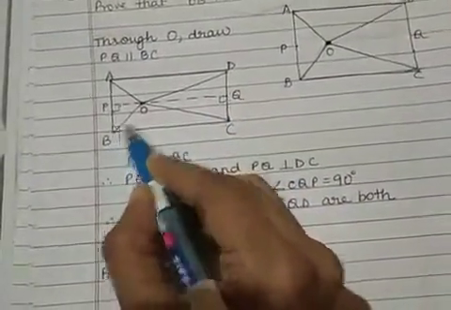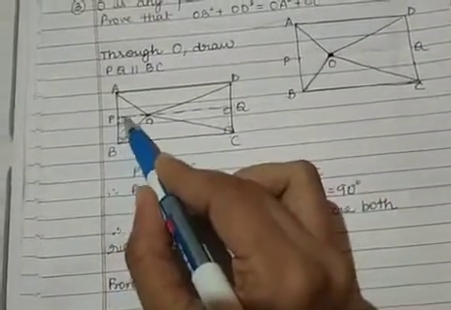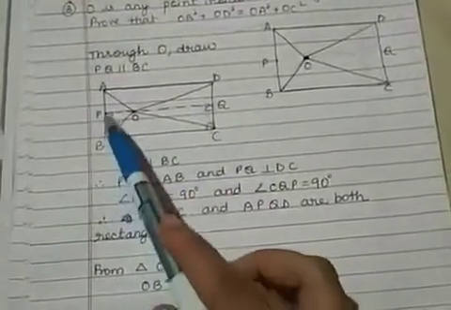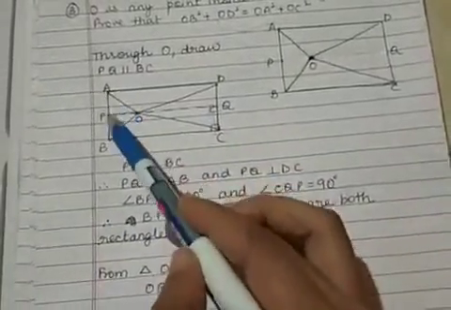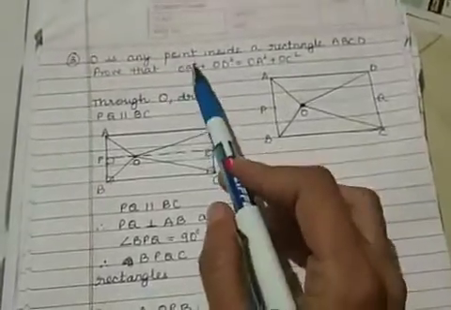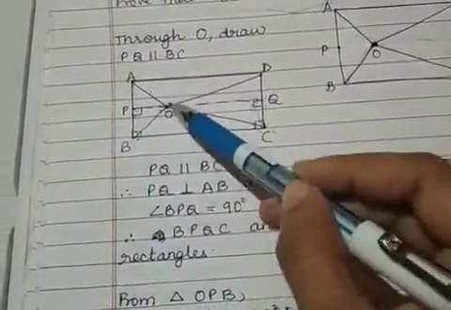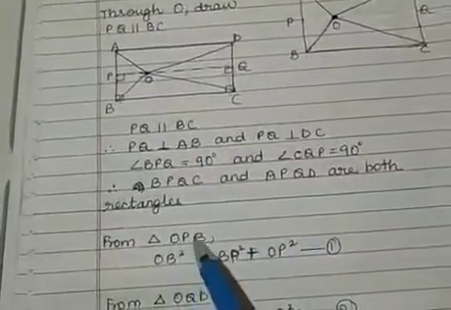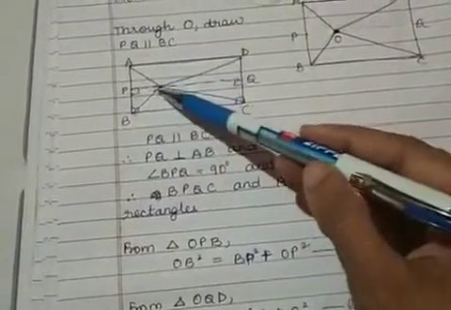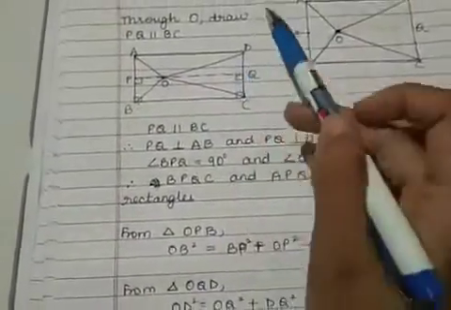Now this angle we already know is 90 degrees. So now you have got another rectangle over here, correct? This is parallel to this side and each of the angles is 90 degrees. So BPQC and APQD are two rectangles. So now we want in the question OB square. So which triangle you have to take? You have to take triangle OPB. So in triangle OPB, OB square is equal to BP square plus OP square. Okay, by Pythagoras theorem.